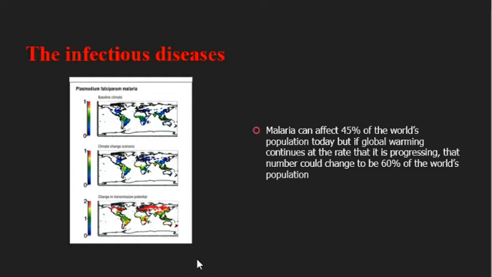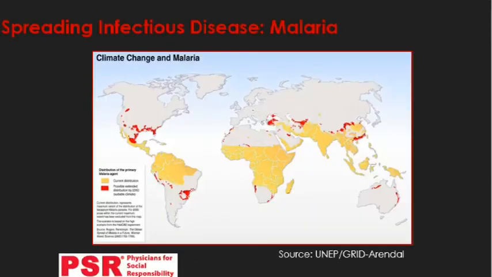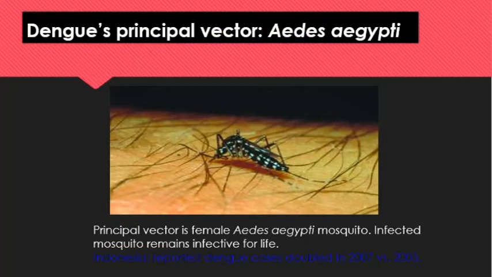Philippines is also one of the places kung saan maraming malaria, especially dahil mainit yung temperature natin. So malaria can affect 45% of the world population today. But dahil sa global warming, pwede siyang tumaas by 60% of the world population. So ito yun, kung saan kumakalat, nakikita niyo yung Philippines. So ito yung dengue vector, Aedes aegypti. The principal vector is a female Aedes aegypti mosquito, infected mosquitoes remaining infective for life.